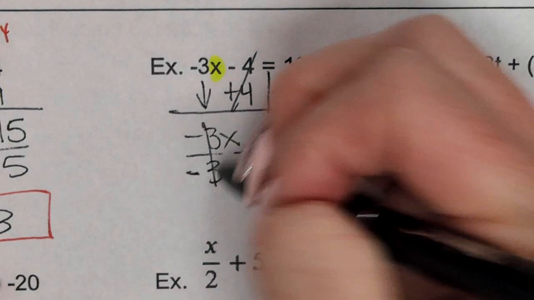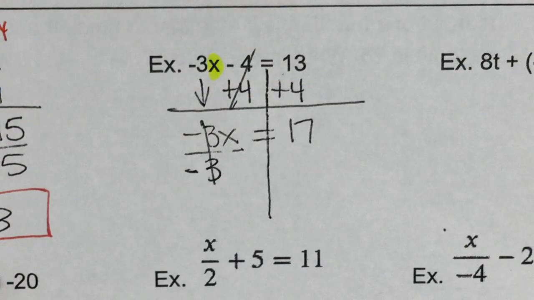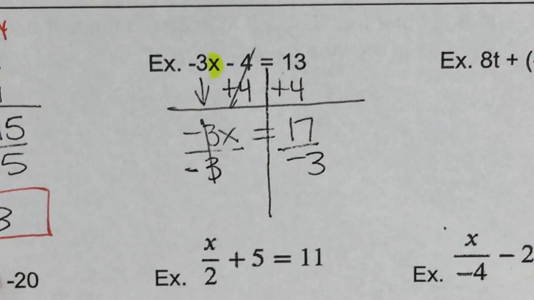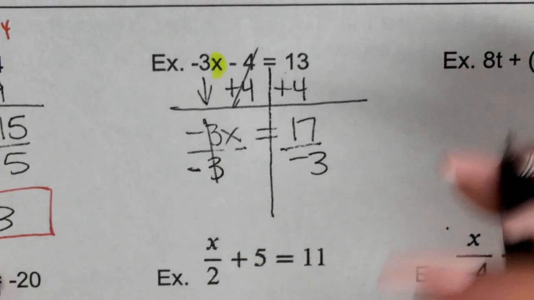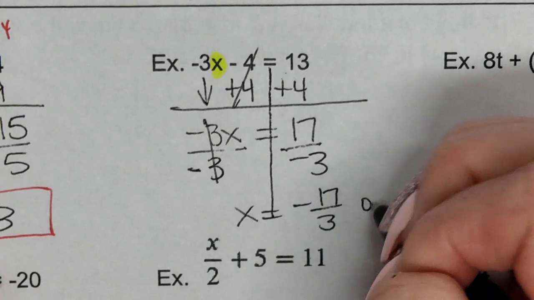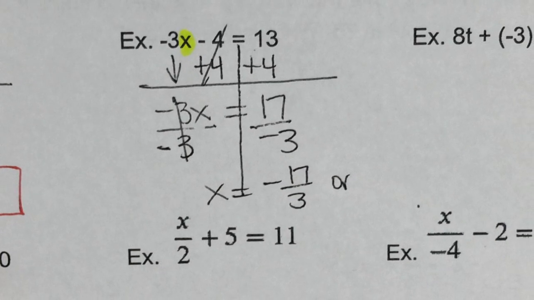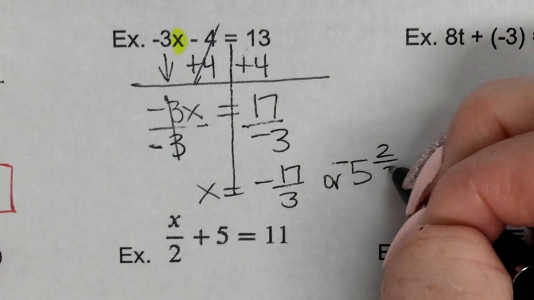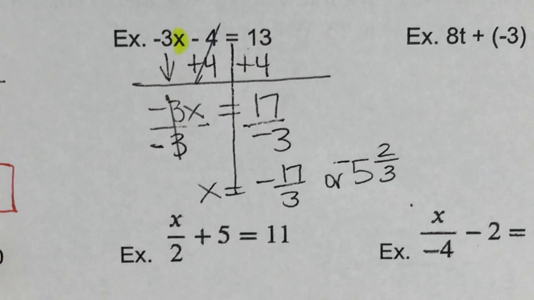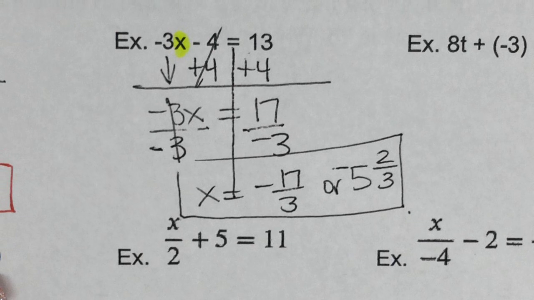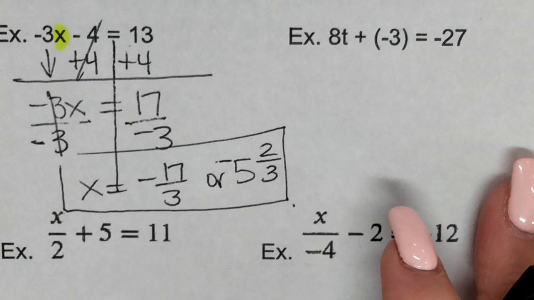Okay, so that cancels out, and whatever I do to the left, I have to do to the right, so I'm dividing by negative 3. Since that's a crazy fraction, I'm just going to leave it as a fraction. So I have x equals negative 17 thirds. Or if you want to change it into a mixed fraction, 3 goes into 17 5 times with what? 2 left over? So negative 5 and 2 thirds. Either answer would be perfectly fine for me. Are we okay?